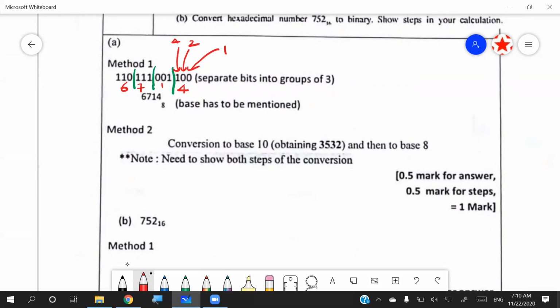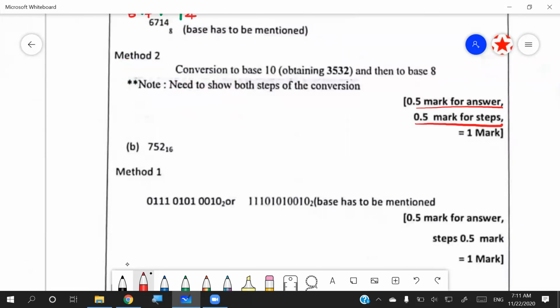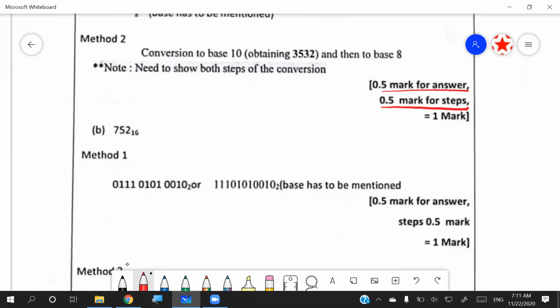And you should clearly show the steps of how we are going to do that, because the marking scheme says 0.5 marks for the answer and 0.5 marks for the steps, right? So 1 mark is given if that is okay. And for part B, here what they have done is, in the hexadecimal value, they have written it in 4-bit binary values.